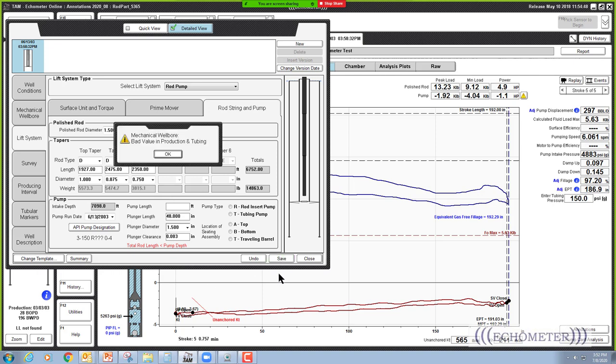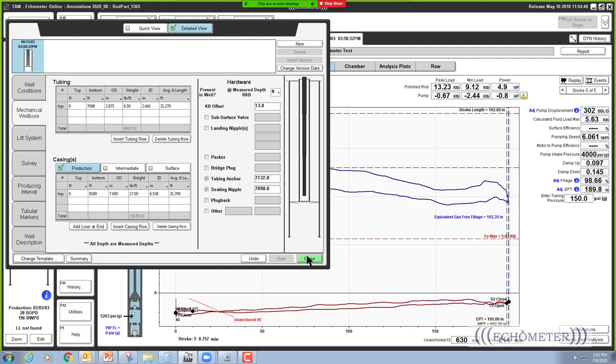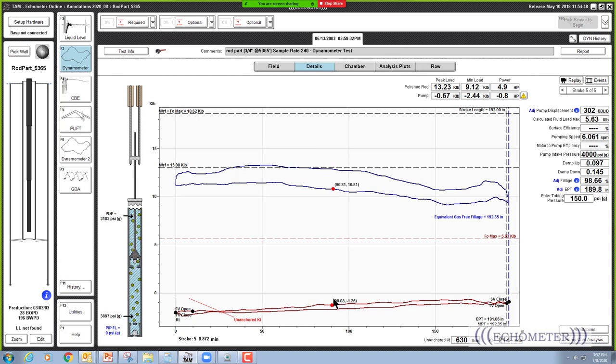And then it doesn't quite work right because I need to change the tubing size to 2 7/8 inches. 2 7/8. And the casing to? That 7-inch casing. 7-inch. Yeah. And save that. All right. So now it moved up about 1,500 pounds. Not 1,800 pounds, because you have to adjust out the weight of rods and fluid.